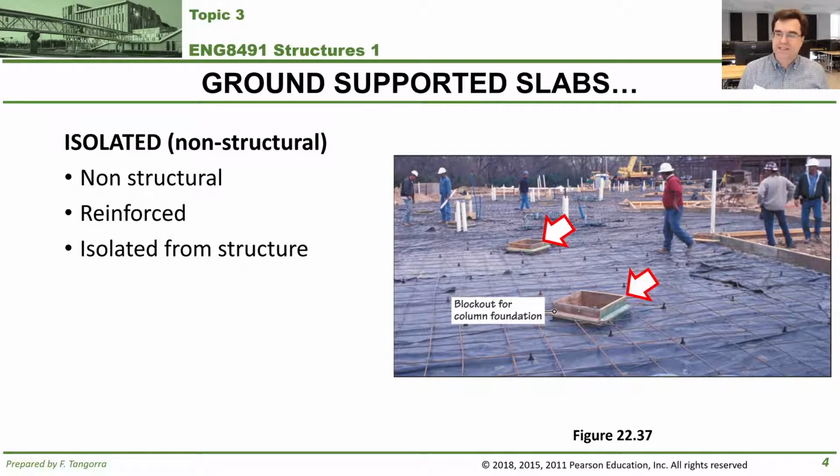And the idea of the isolation is that you want to isolate the slab from the actual structure that comes down. So you see these blocks that I'm showing with an arrow, that's where you're going to pour the footings of the columns that come down on that slab. That way, the slab itself is actually separated from the footings, which are structural, right? They're actually holding up the structure.